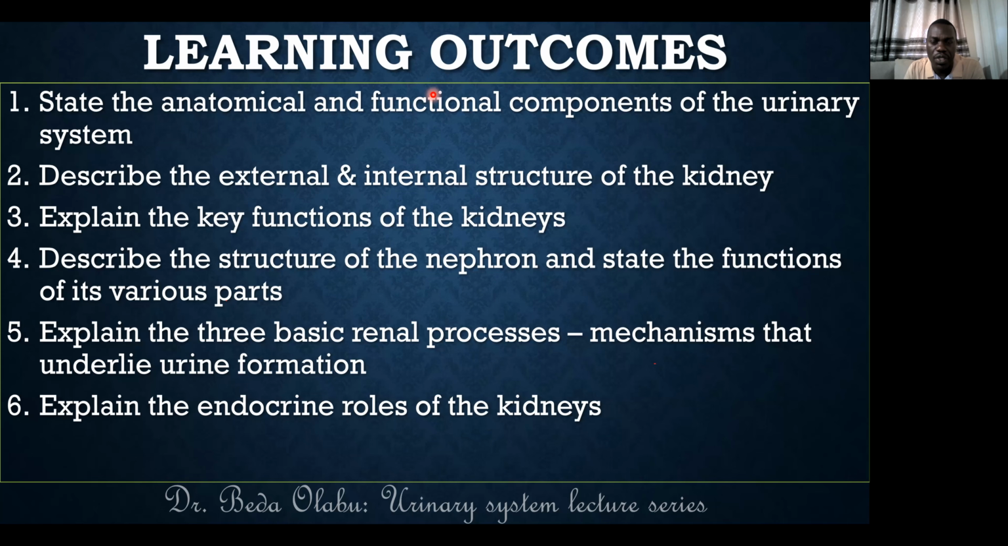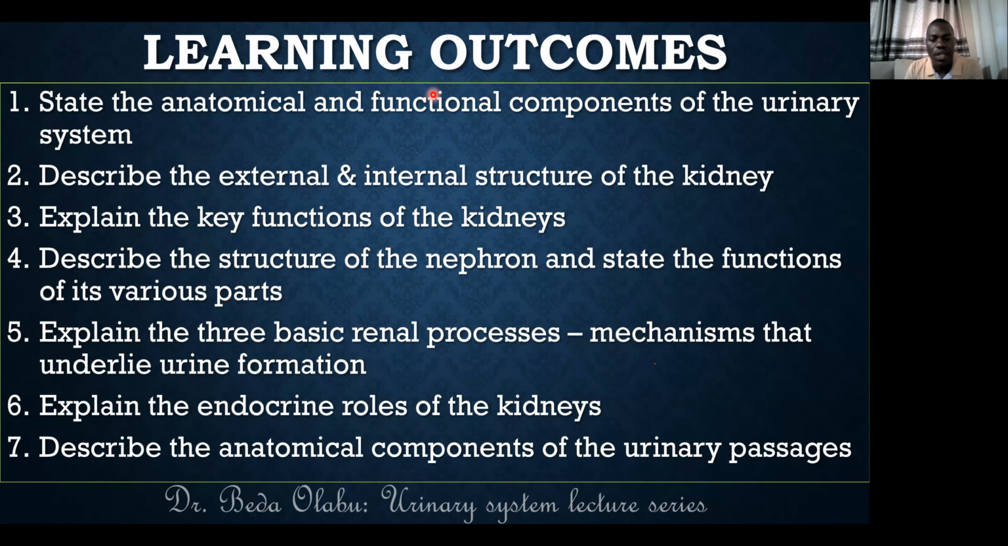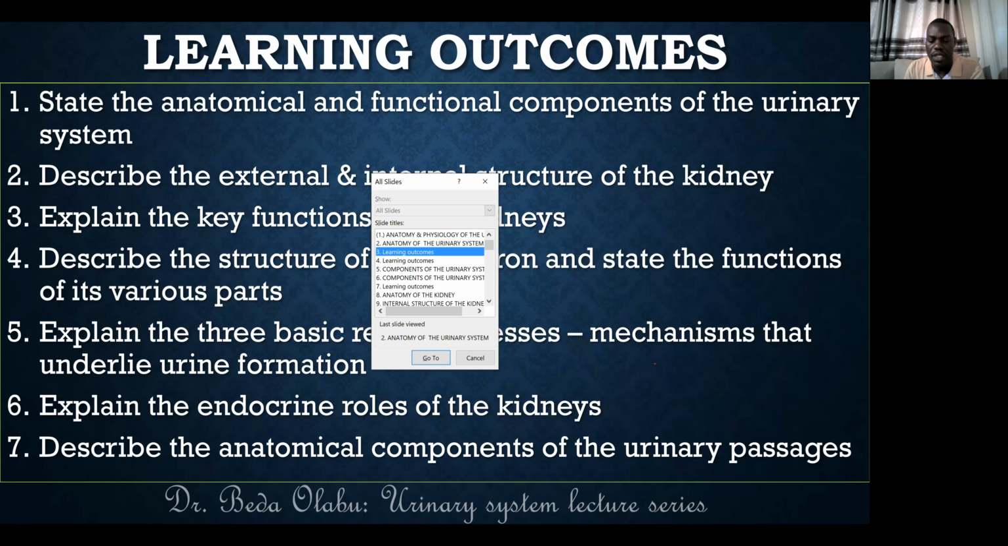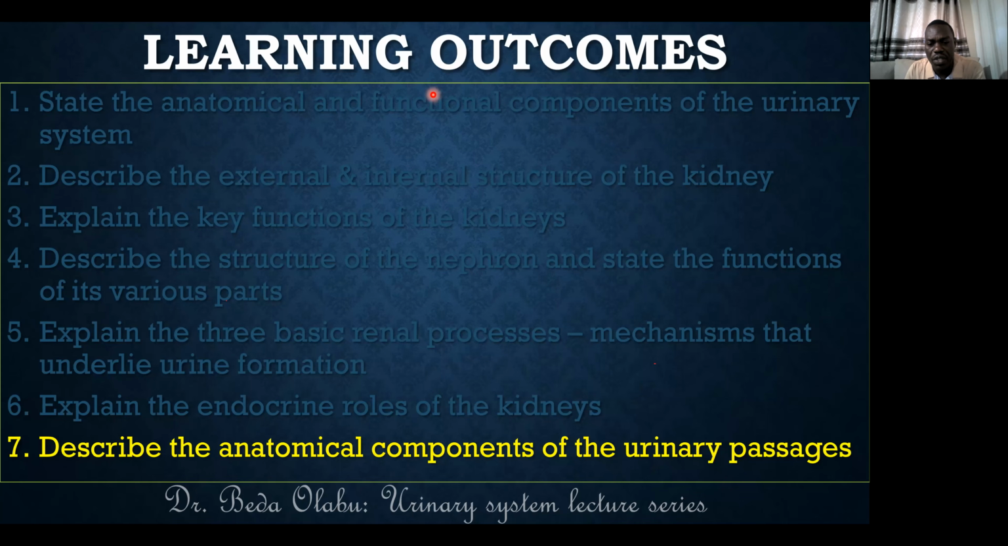That's where we stopped. So today, we are remaining with two agenda. One is to describe the anatomical components of the urinary passages, and the second one is to describe the development and congenital malformations of the urinary system. We'll start from where we left, where we are going to then talk about anatomical components of the urinary system.